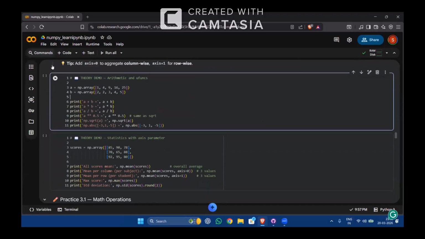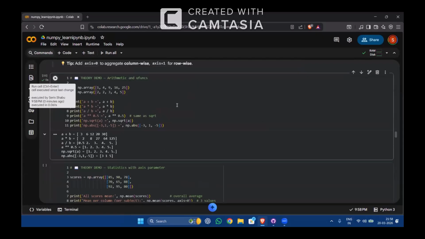The arrays are of the same dimension: 1, 4, 9, 60, 25, 2, 2, 4, 3, 4, 5. Then addition, multiplication, subtraction, division, power, right? All these things are happening with the corresponding elements. Hope there is no confusion in it, right?